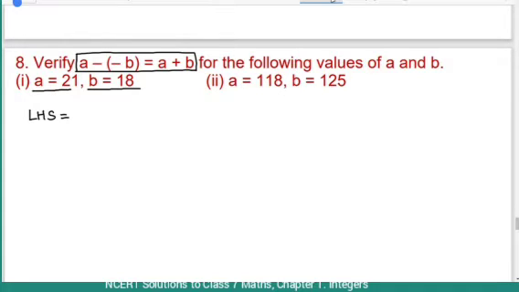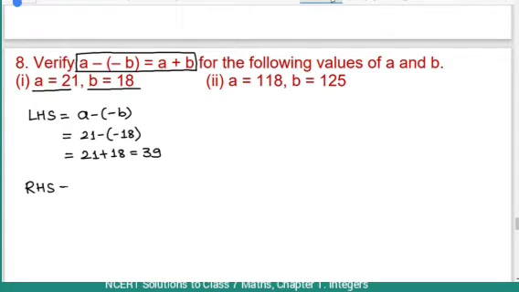a minus of minus b. A value is 21, b value is 18. So 21 minus of minus 18, which is equal to 21 minus into minus plus 18. 21 plus 18 is 39. Now RHS value, which is a plus b, 21 plus 18 is 39. Here both the values are same. Since LHS is equal to RHS, therefore it is proved here.